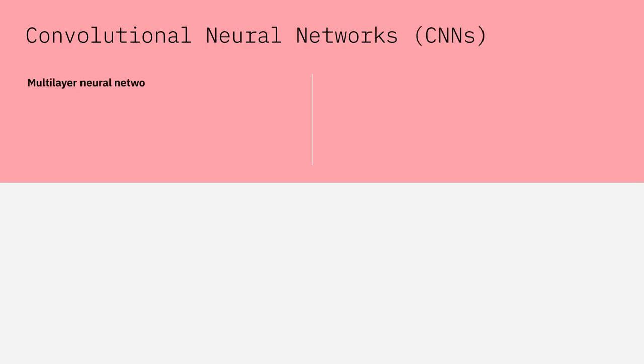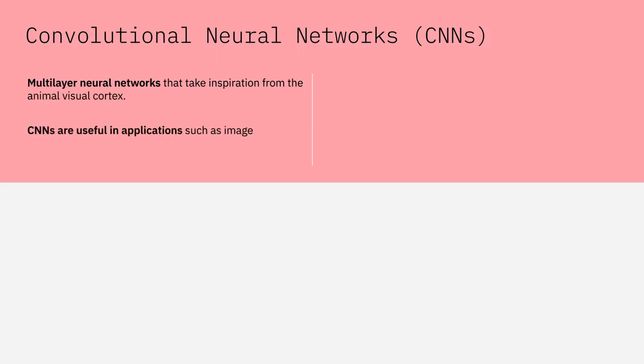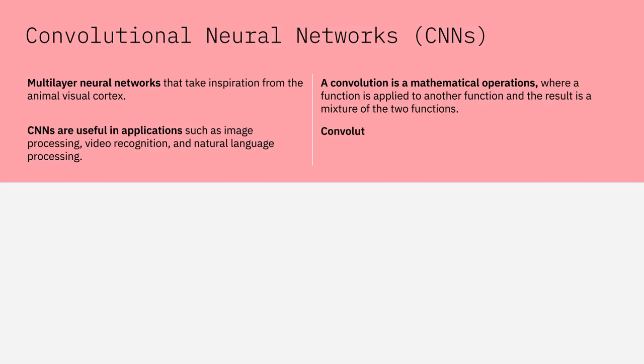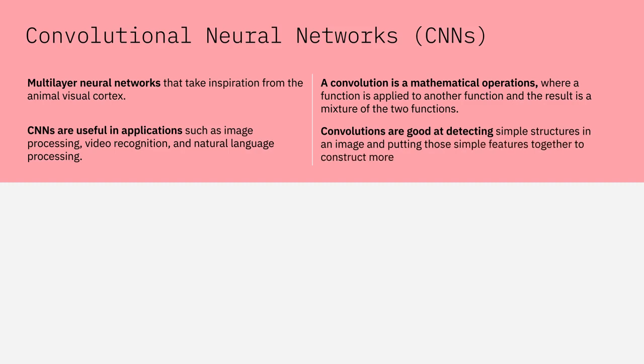Convolutional neural networks, or CNNs, are multi-layer neural networks that take inspiration from the animal visual cortex. CNNs are useful in applications such as image processing, video recognition, and natural language processing. A convolution is a mathematical operation where a function is applied to another function, and the result is a mixture of the two functions. Convolutions are good at detecting simple structures in an image and putting those simple features together to construct more complex features.